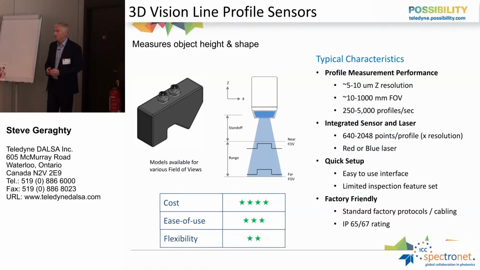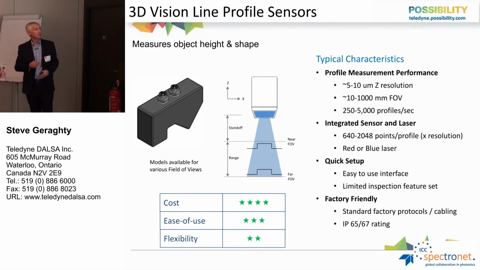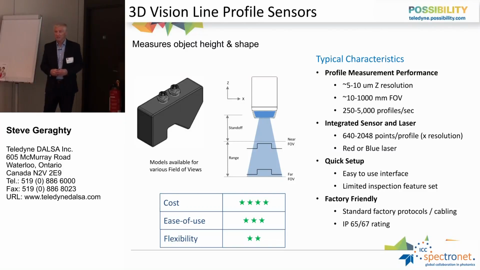Okay, then we get into 3D sensors, specifically line profile sensors. Whereas a vision sensor will operate on a two-dimensional XY image, a 3D sensor will operate on a two-dimensional XZ image, where Z represents the height. So these products are quite good.